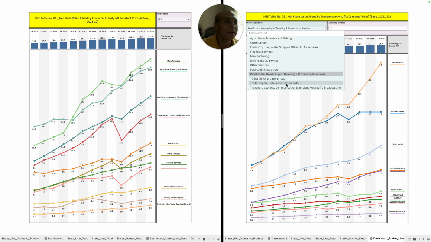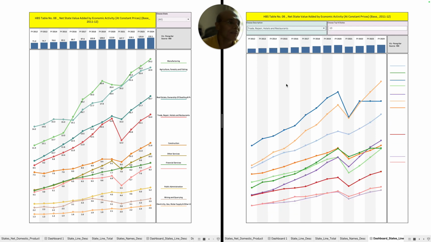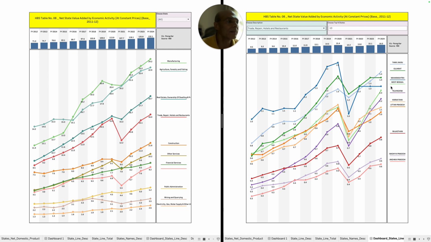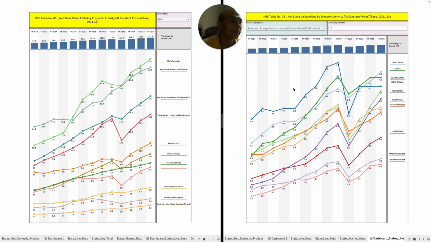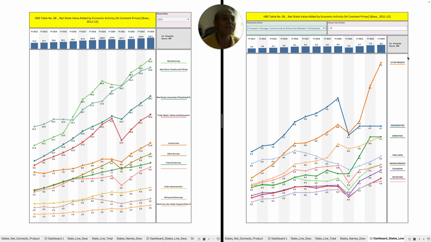Then trade, repair, hotels and restaurants. You'll find that in trade, repair, hotels and restaurants, the numbers basically dipped significantly at the time of COVID, and then picked up. Tamil Nadu is on top, followed by Gujarat, then Maharashtra, West Bengal and Telangana. And then we have transport, storage and communication services. Here you will find Uttar Pradesh is way ahead compared to other states, right?